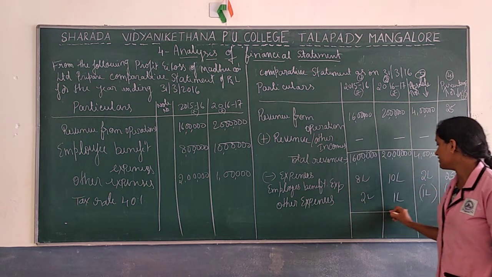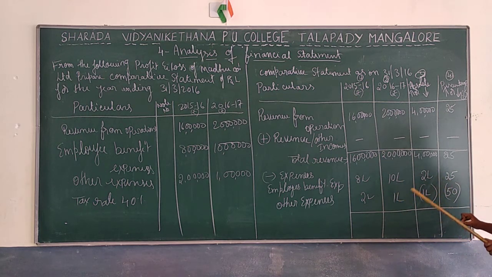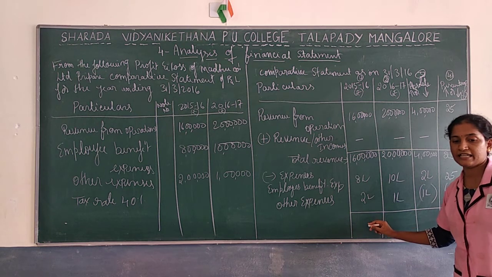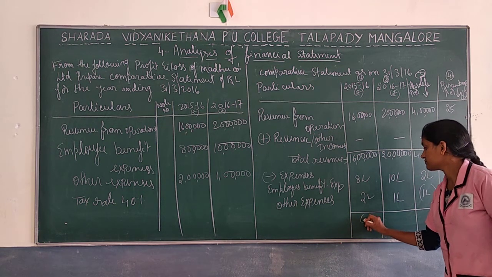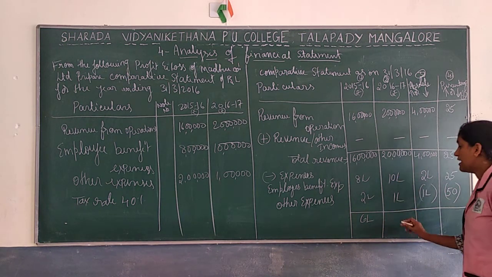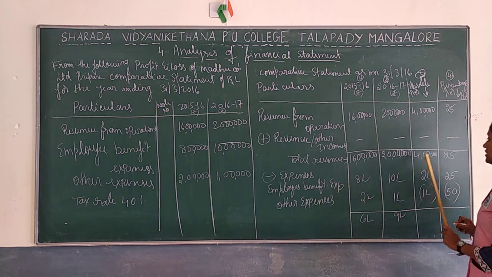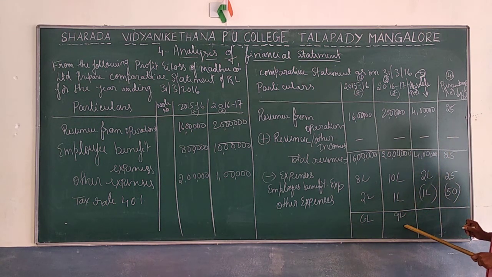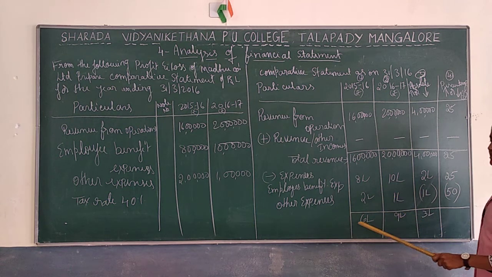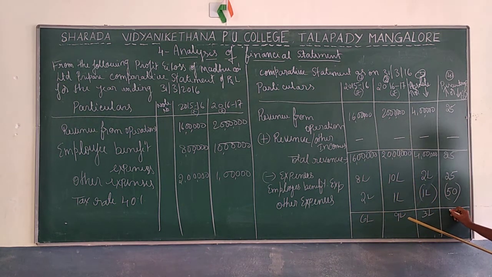So what happened with this? We finished writing. So from 16 lakh, we have to minus 10 lakh, we will get 6 lakh. In the same way, 20 lakh minus 10 lakh, we will get 10 lakh. 10 lakh minus 1 lakh is 9 lakh. Next, 9 lakh minus 6 lakh, you will get 3 lakh. So 3 lakh divided by 6 lakh into 100 is nothing but 50.